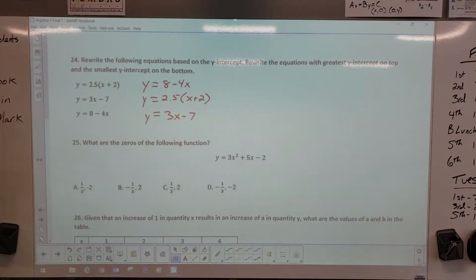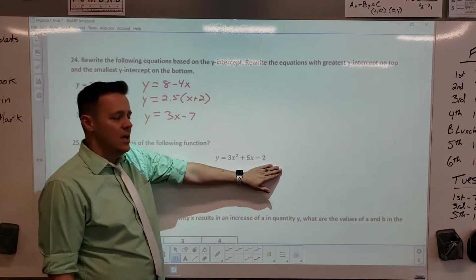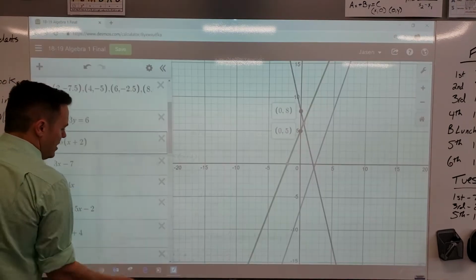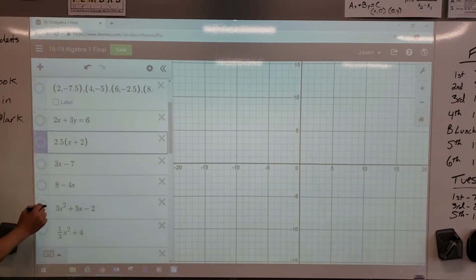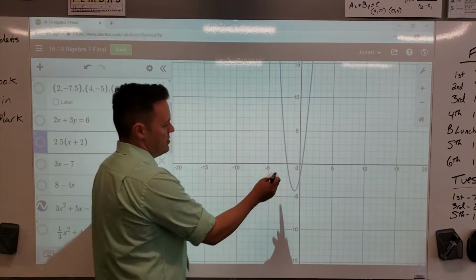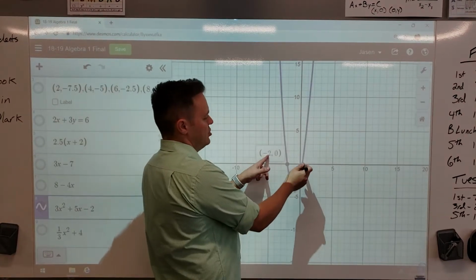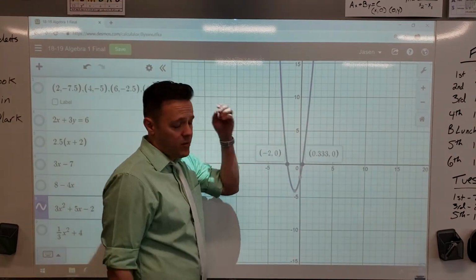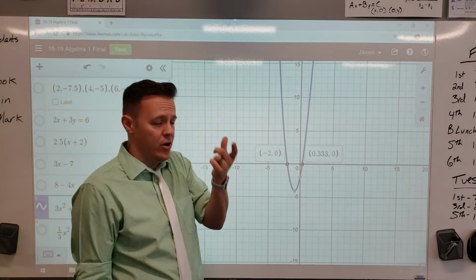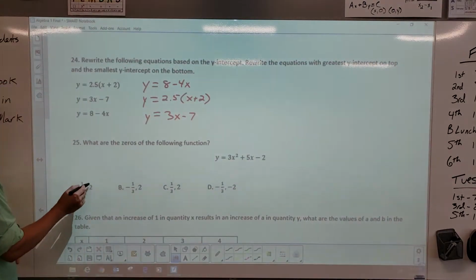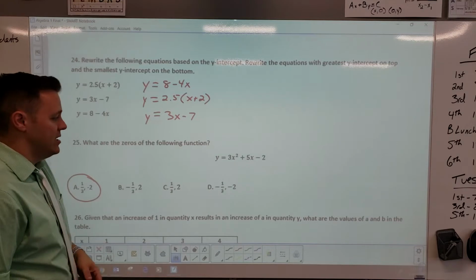What are the zeros of the following function? Same thing, just graph it in Desmos. When you graph it up, you find your intercepts. So I got -2, and then 0.333 repeating, which is 1/3. So it's letter A. Here's the aspect with that.